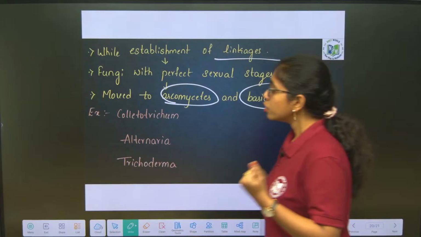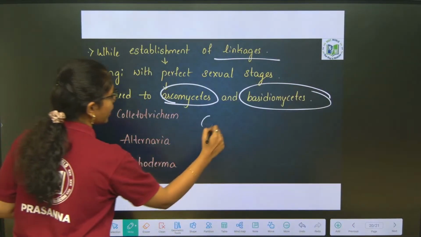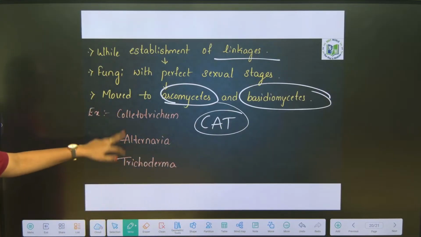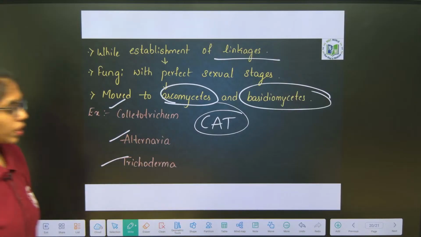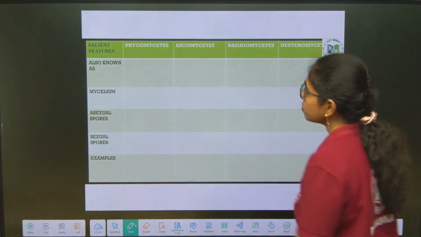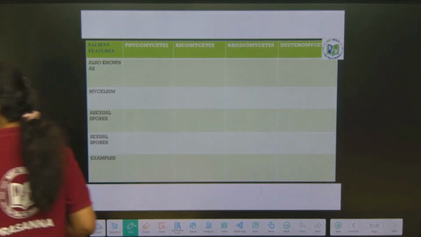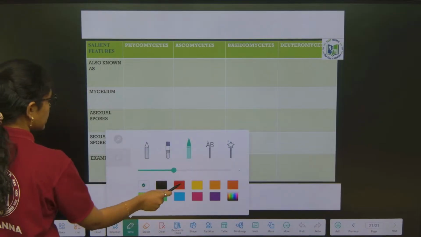Clear, right? So, how can you remember the examples? Simple. The best mnemonic for Deuteromycetes to remember is CAT: Colletotrichum, Alternaria and Trichoderma. Now, this is the final table. Good afternoon. You can answer this.